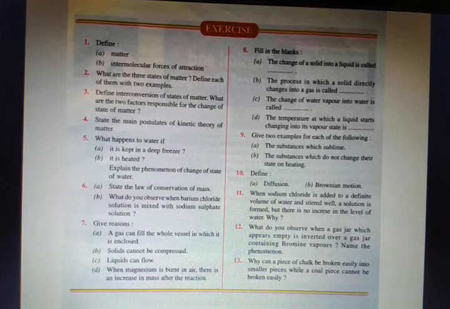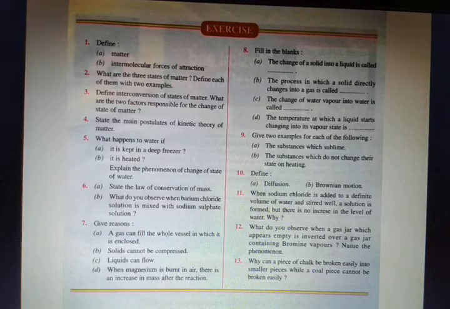The next question: explain the phenomenon of change of state of water. First, what happens if water is kept in a freezer? As I said, water turns into ice, or water gets solidified. This phenomenon is known as freezing. So what you have to do is define what freezing is.